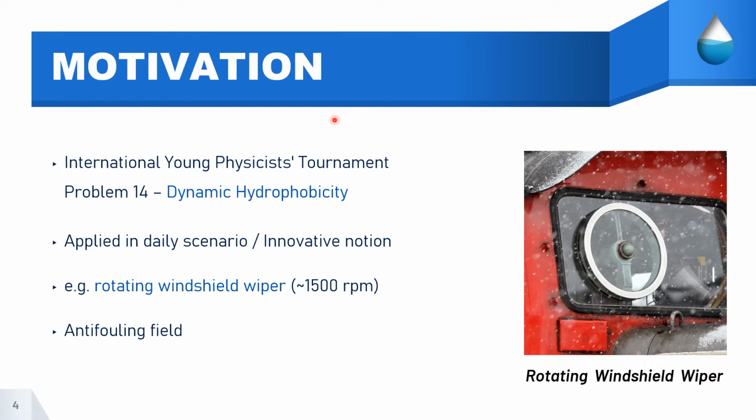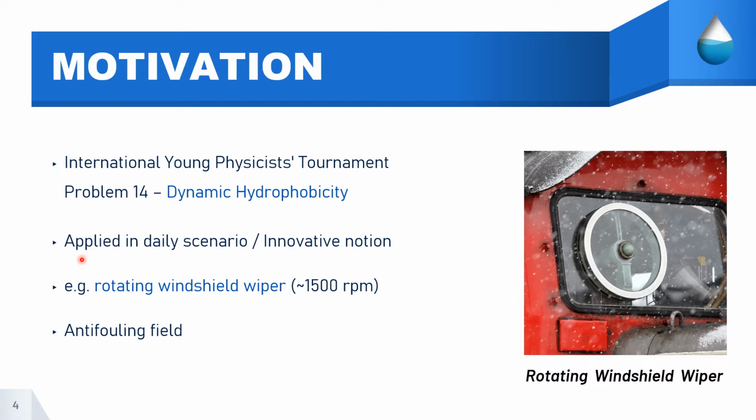Next one is our motivation. We knew this problem from the International Young Physics Tournament. This is the competition that asks students to investigate on themselves into specific science questions. So this is one of them from the year of 2021, dynamic hydrophobicity. Dynamic means high velocity and hydrophobicity is like determining the wettability.